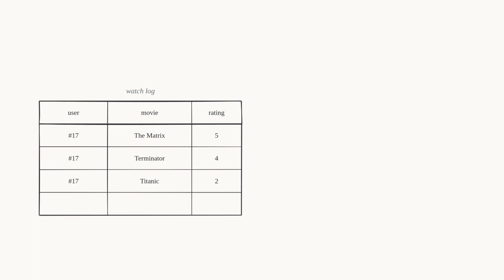Now here's user 17, and here are his 3 most recent rows. The Matrix, rated 5. Terminator, rated 4. Titanic, rated 2. And here's the task we're going to be working on for this entire film. Looking at just these 3 rows, nothing else, predict which movie this person will watch next.